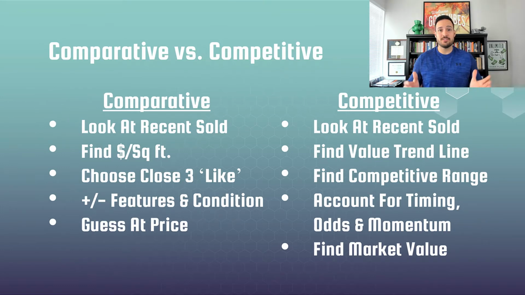Now, this has been around since God knows when, but it needs to be innovated. It needs to be better because it's missing some key components. It's missing things that need to be incorporated. Things that are figured in when you do a competitive model. So for the competitive side, you look at recent sold, you find the value trend line, which is different than price per square foot, and I'll tell you why a little bit later, which gives you a competitive range. Then you use that to position and account for timing, odds of selling, and market momentum, and all that together finds the market value.